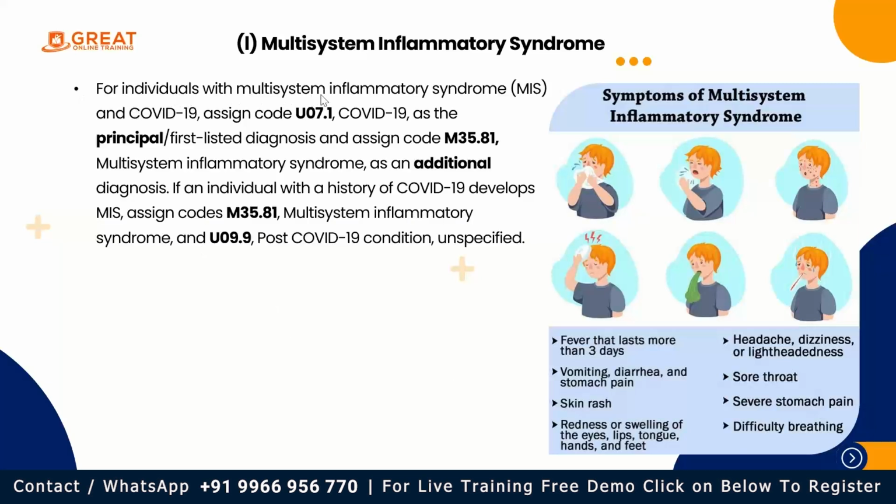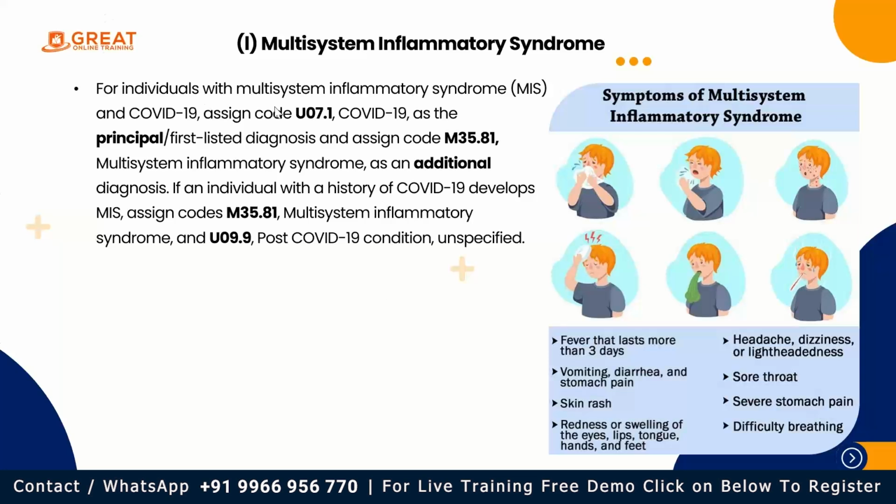For an individual with multisystem inflammatory syndrome and COVID-19, assign code U07.1, COVID-19, as principal diagnosis, and M35.81 for MIS as an additional diagnosis. If both the conditions are present, you have to code COVID-19 as a principal diagnosis and MIS as an additional. If an individual with a history of COVID-19 develops MIS, assign M35.81, multisystem inflammatory syndrome, and U09.9, post-COVID-19 condition, unspecified. Okay, any doubt in this guideline?